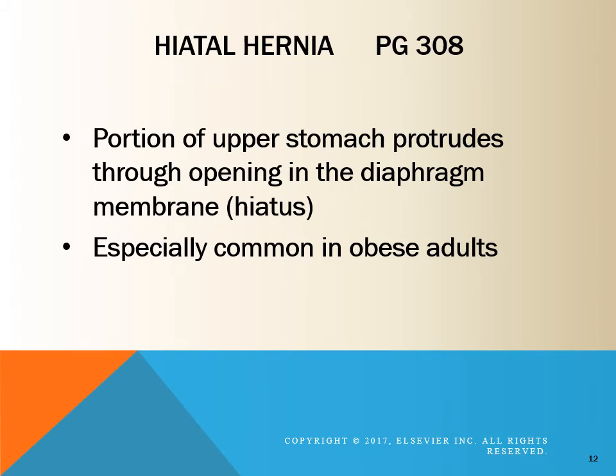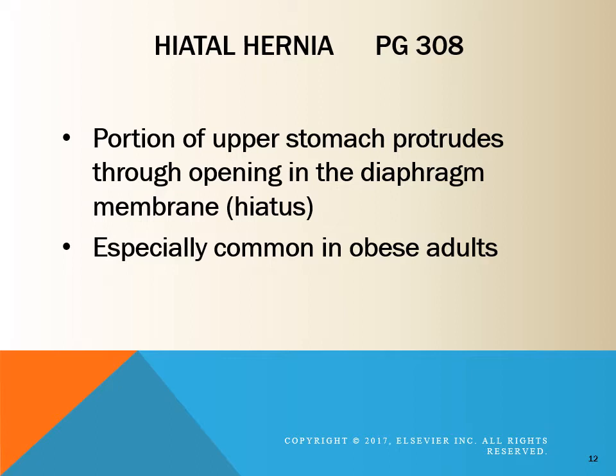Hiatal hernia. So this is where a portion of the upper stomach protrudes through the opening in the diaphragm membrane. So we will look at this. At first you're reading it, you're like, what happens? So I'll point it out in the next slide and we'll discuss. It's another thing that's especially common in obese adults. So most of this can be improved with symptoms with weight loss. So roughly 85 to 90% of patients can improve the symptoms of a hiatal hernia with weight loss.